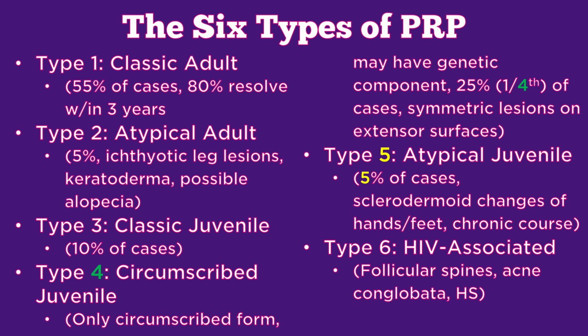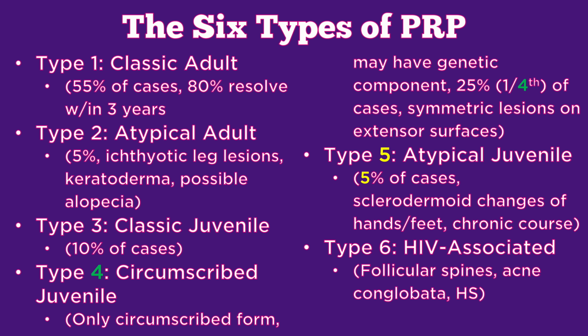There are 6 types of Pityriasis Rubra Pilaris. Type 1 is the classic adult type, making up 55% of cases and having a good prognosis, with 80% of cases resolving in 3 years. Type 2 PRP is the atypical adult form, seen in 5% of cases with a slow onset of ichthyotic leg lesions, keratoderma, and possibly alopecia.